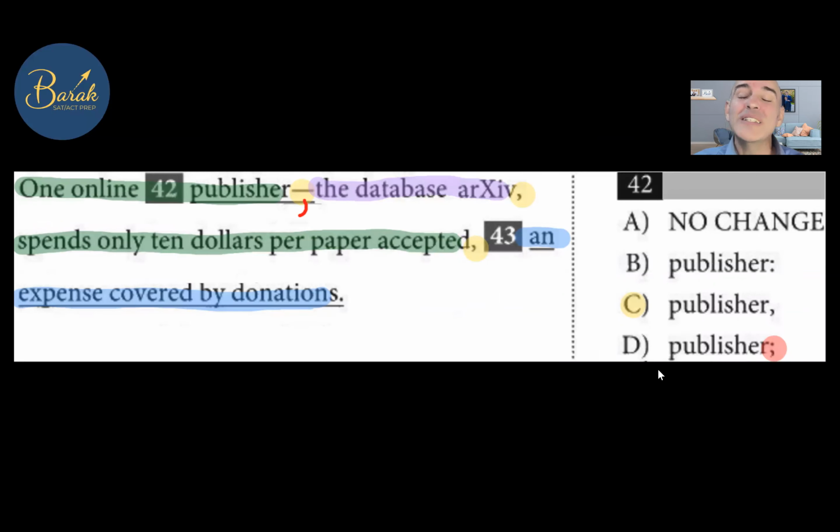All right, so D is obviously a terrible place for a period. Always get rid of the semicolon first, okay, or look at the semicolon first. Most of the time, they're going to be wrong answers. Occasionally, they're right. So take a look at that first, all right? But then, do you see that if we go with the correct answer, which is C, then that creates parentheses around the database, whatever, okay? So once we pull that out, we can read it smoothly. One online publisher spends only $10, all right?